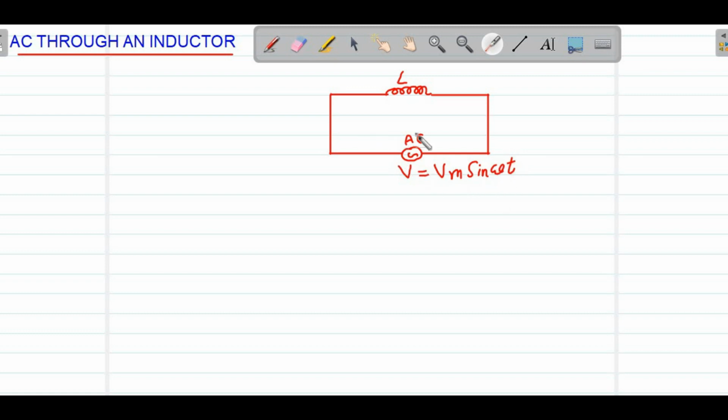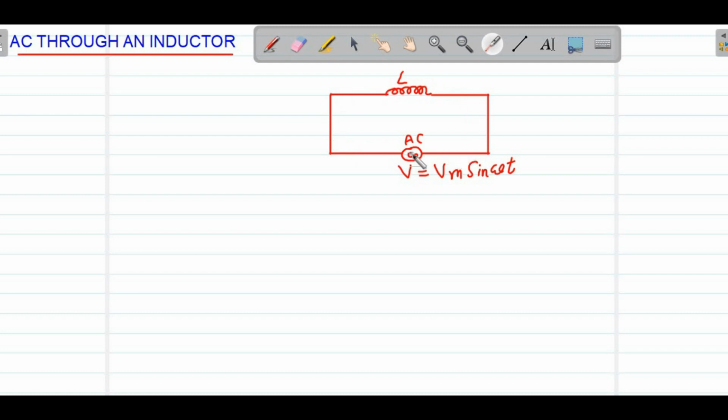Okay, so this is the circuit. In this circuit we have only an inductor coil and a source of AC voltage. There is no ohmic resistance in the circuit, only the inductor and the AC source. First of all, we are going to apply Kirchhoff's rule for this closed loop.